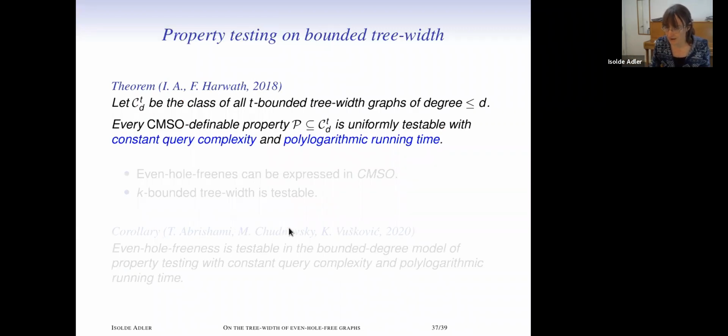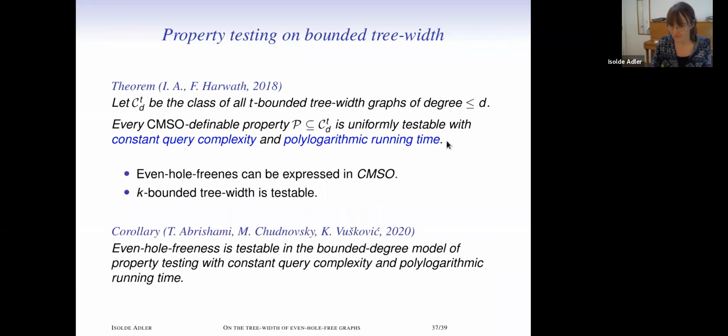And with Frederick, we proved that in the bounded degree model, when we also assume bounded tree width, so two things, bounded degree and bounded tree width, then every property that is definable in CMSO is uniformly testable with constant query complexity and polylogarithmic running time. A constant number of queries and polylogarithmic running time. So indeed, sublinear running time, which was what we were hoping for. Although, remember, Courcelle's theorem does not require a degree bound, but the degree bound here comes in because it comes with the model.